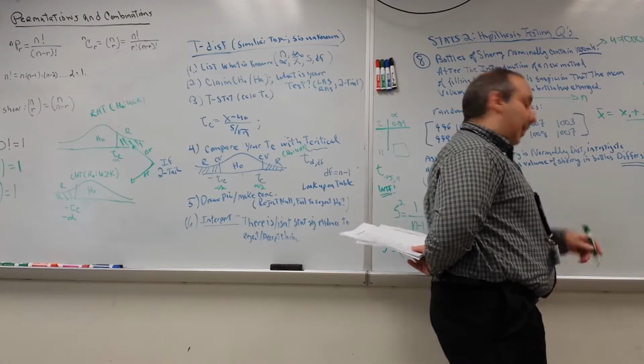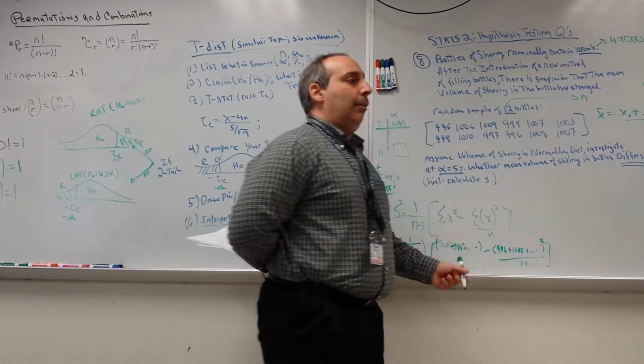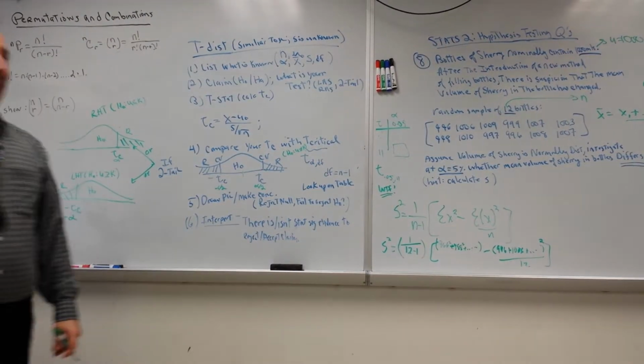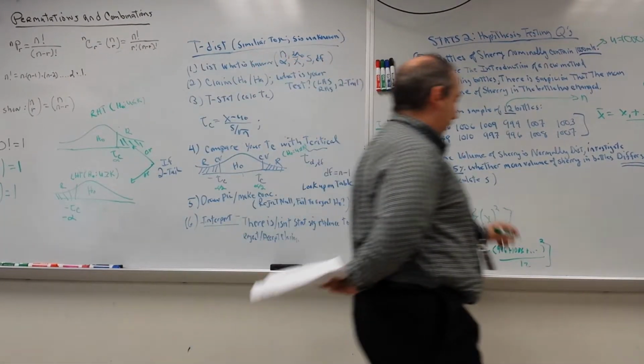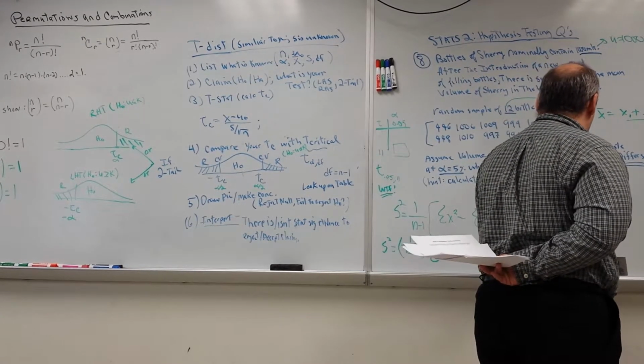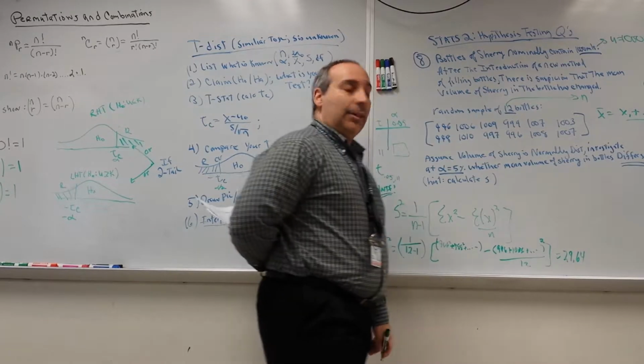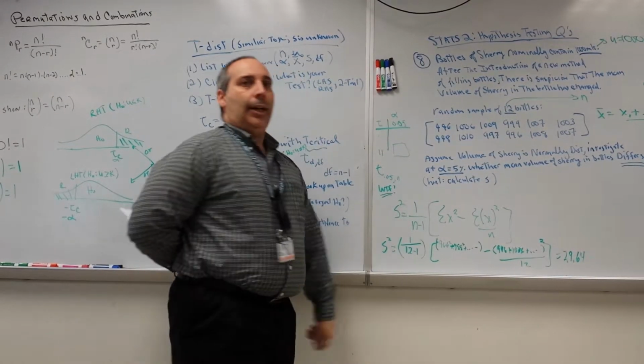So this is the final answer you have for the S: 29.64. That's the whole thing. Now take the square root of it. What do we need to take the square root of? Because it's variance.